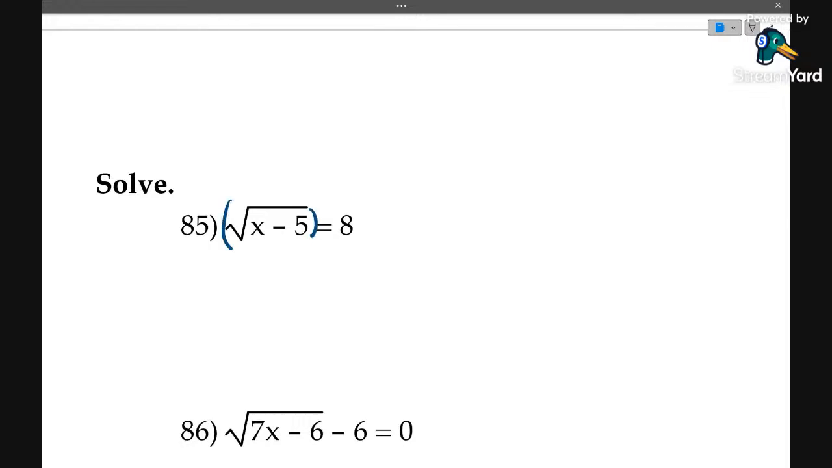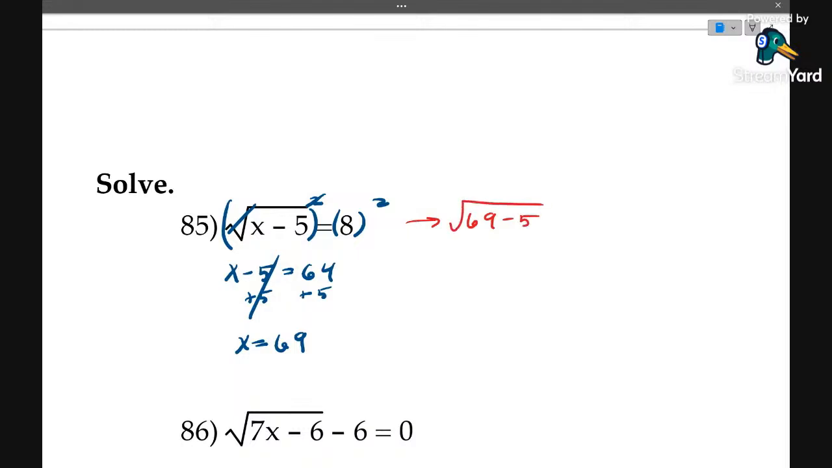So we'll square both sides of our equation to eliminate the radical, leaving us with x minus 5 equals 64. We can now add 5 to both sides of our equation, x equals 69. And then we want to double check our answer by plugging it back into the original equation to make sure that it gives us a true statement. The square root of 64 is 8, so we know that that was good. No extraneous solutions.